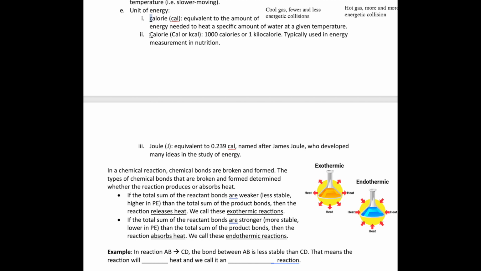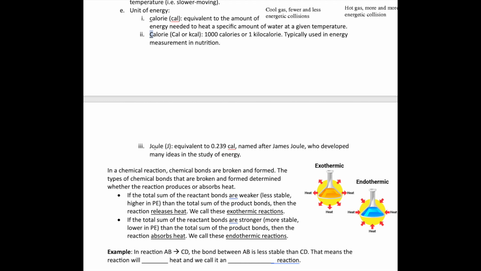More commonly, we see Calorie written with an uppercase C. This really means kilocalorie or 1,000 calories, and this is used in energy measurement in nutrition. So when you take a look at the back of, let's say, a potato chips bag, when it says 120 Calories, it's really referring to 120 kilocalories or 120 calories with the uppercase C.